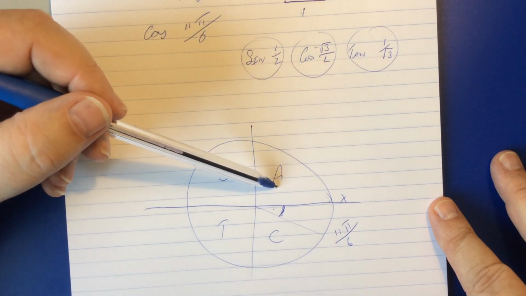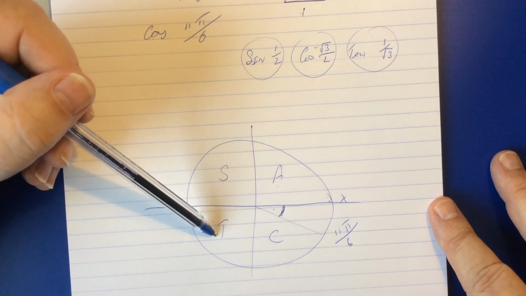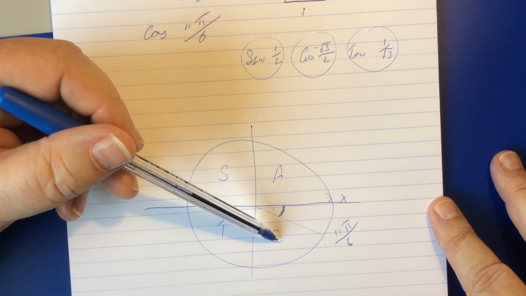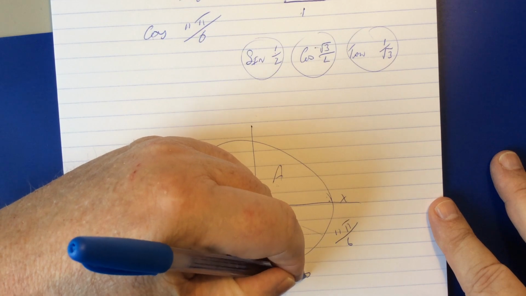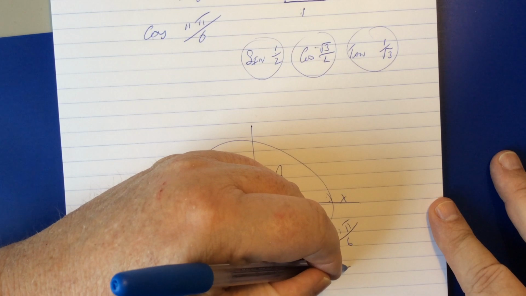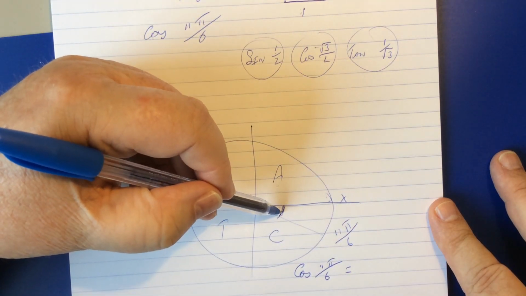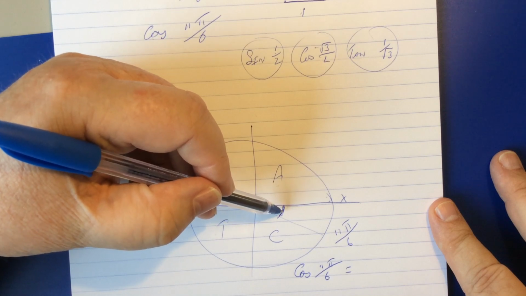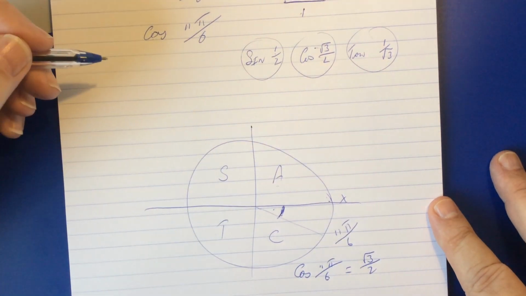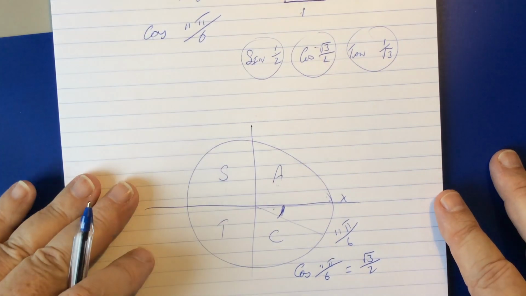Now, sines, cosines, and tangents are positive here. Sines are positive here. Tangents are positive here. Cosines are positive here. So we can very quickly say that the exact value of the cosine of 11 pi on 6 is equal to the positive cosine of pi on 6, which is root 3 on 2. That's the easy one. Okay.